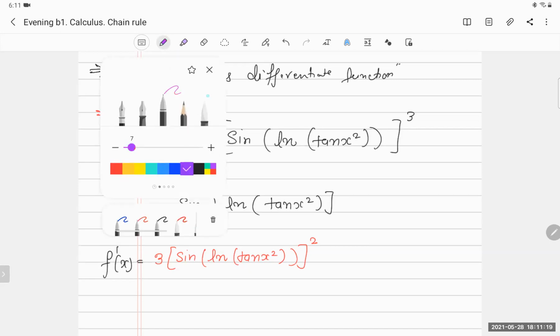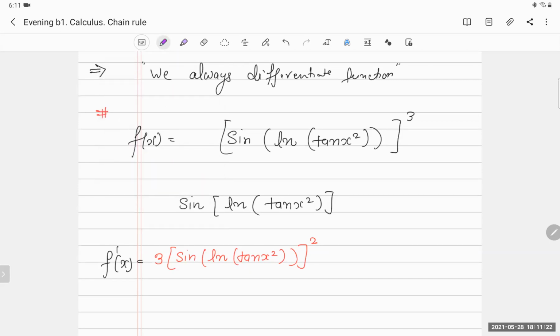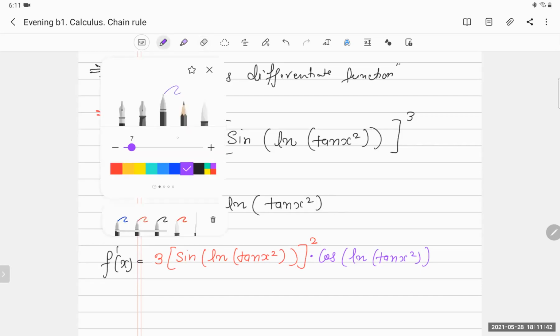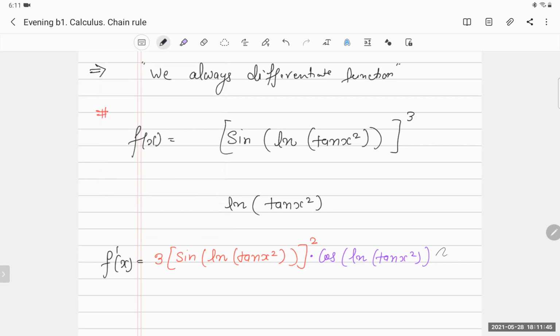Now what is the next part? Now I can see sine. What is the derivative of sine? cos. So I made it dot cos of whatever is inside, ln of tan x square. Now sine is gone. Cool. Now ln is 1 upon the function. What is the derivative of ln? 1 upon tan x square, 1 upon whatever is inside, tan x square, dot. Now ln is also done. ln is also removed.